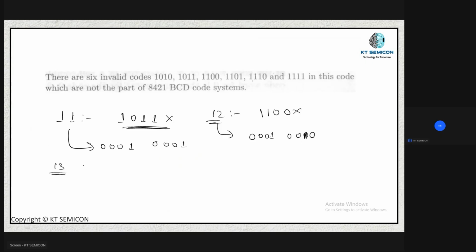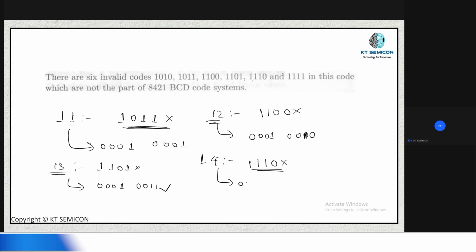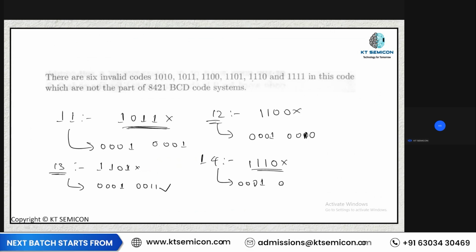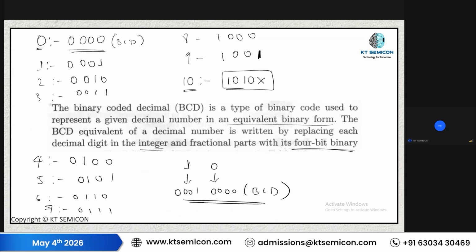And if I want to represent 13, how do I represent it? I cannot write down 1101. No, this is an invalid representation. I should write down 0001 followed by 0011. And if I want to represent 14, then I cannot simply write it like this. This is an invalid representation. I should write down 0001 followed by 0100. So this is how we represent our BCD coded decimal format.